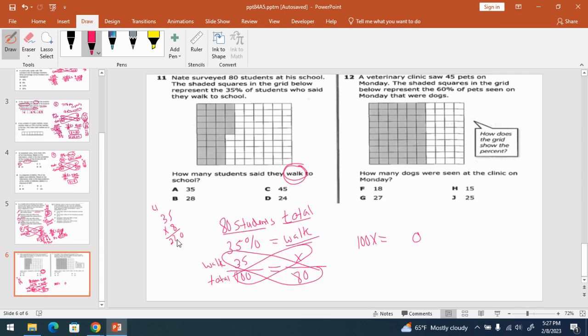24, 28, 280, which would be 2,800. Divided by 100. That cancels. Divided by 100. These two cancel each other. 28 divided by 1. X equals 28. So the 28 is the x, and those are the walkers. So they want to know how many are walking to school. That would be B, 28. The way I did number 11, that's the way you do number 12.